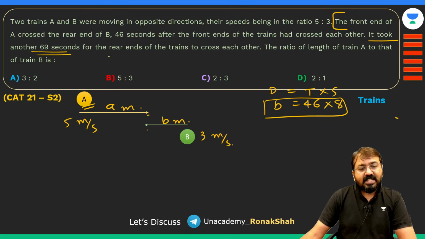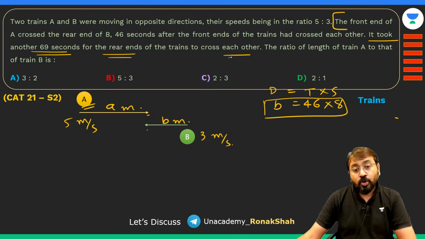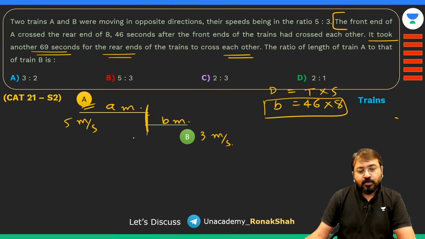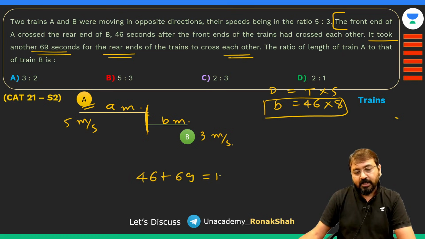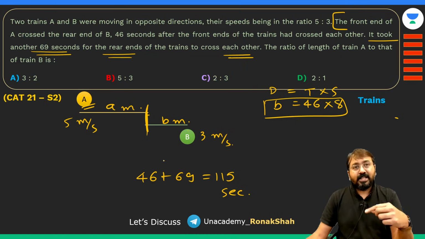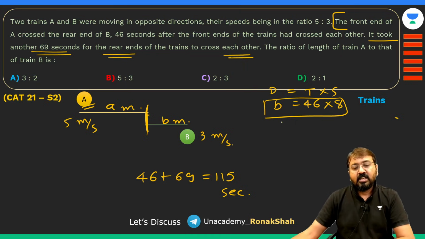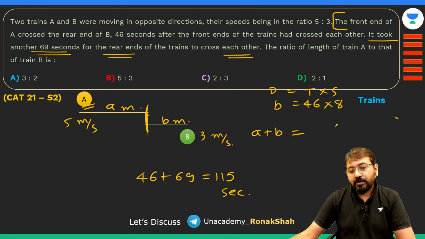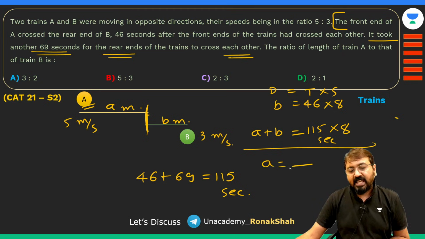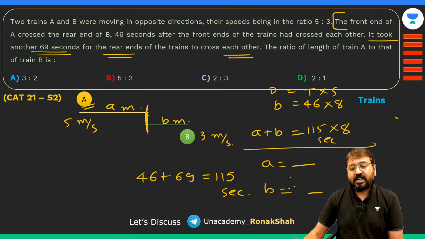It took another 69 seconds for the rear end of the train to cross each other. That means, can I say from this point of time, it took total 46 plus 69. So it is going to be what? 115 seconds to cross both the trains each other. So when two trains cross each other, they have traveled a total distance equal to their lengths at what speed? At the relative speed, which is 8 meter per second, and time is 115 seconds, right? So guys, you can straight away subtract this and you will get length of A, and then you will get length of B, and you can find out the ratio, right?